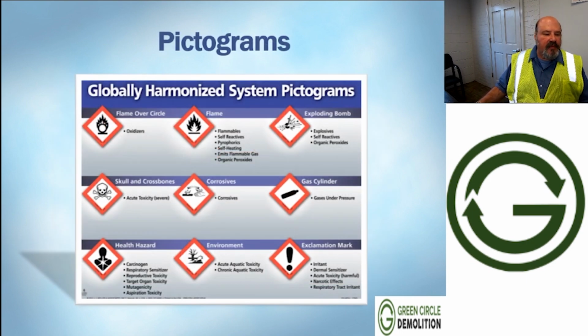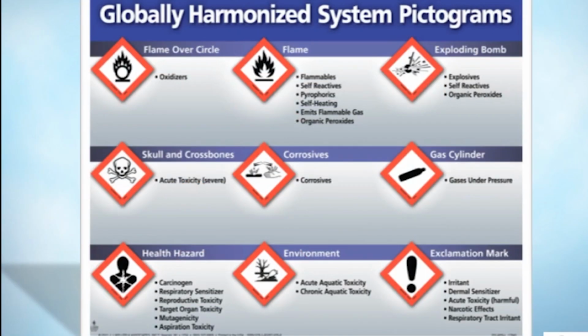Next, we have the pictograms, and these are the pictograms that must be on every hazardous chemical, one of these types. And here we can talk about it briefly. Oxidizers would have a circle with a flame over it. And then you have a flame on a flat surface here, and that would be for flammables, self-reactives, pyrophorics, self-heating chemicals, emits flammable gases, or organic peroxides. And then if you have a picture of an exploding bomb, that would be explosives, self-reactives, and organic pesticides.